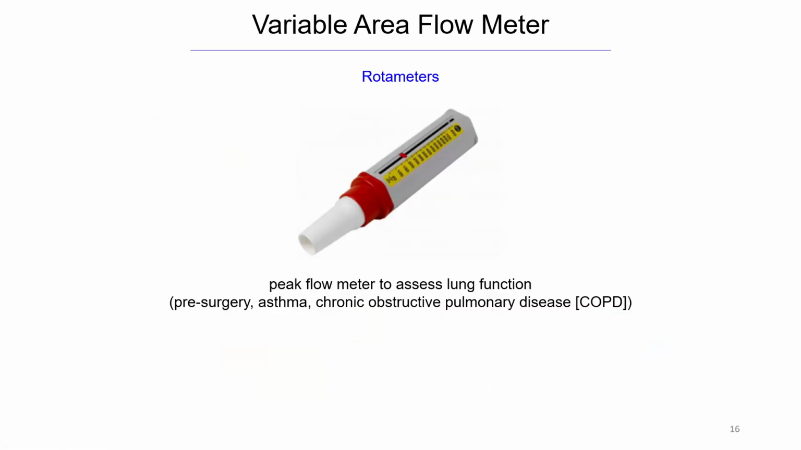Another variant of this is the rotometer. So this one, you blow into it to assess lung function, and it'll go and it'll stop at the peak. So it's a peak flow meter. And this is used to assess lung function, like I said, in pre-surgery or people that have asthma, chronic obstructive pulmonary disease, COPD.